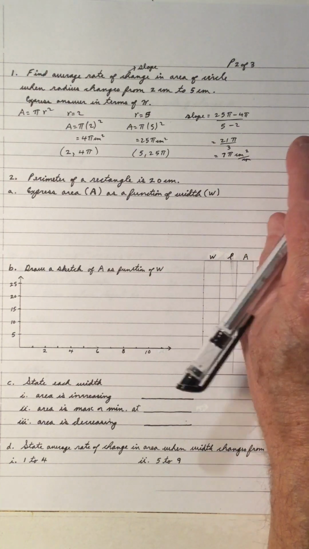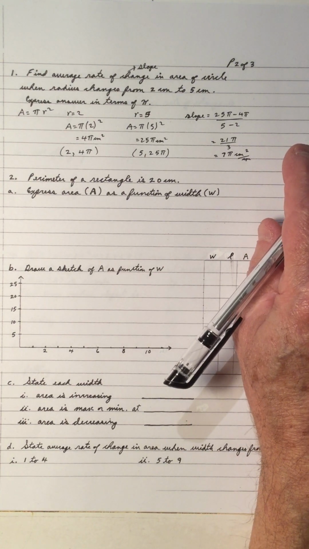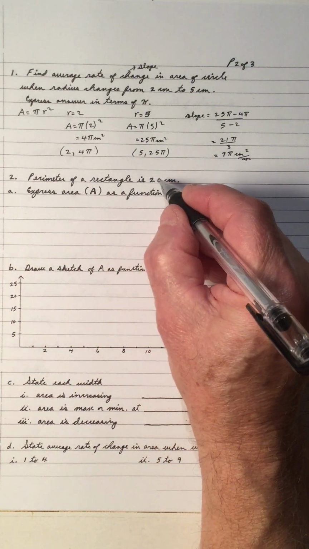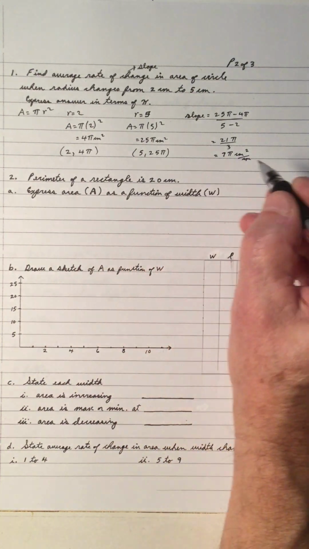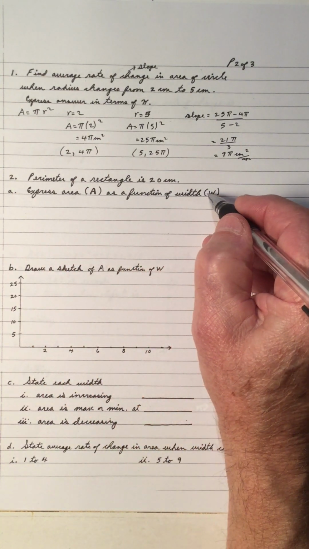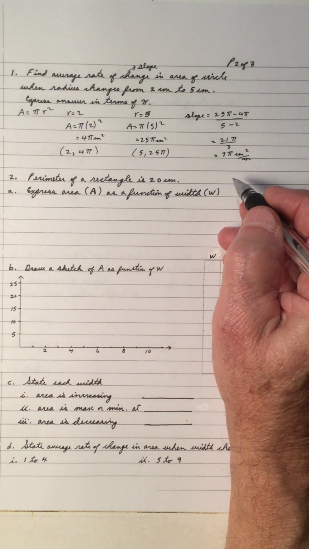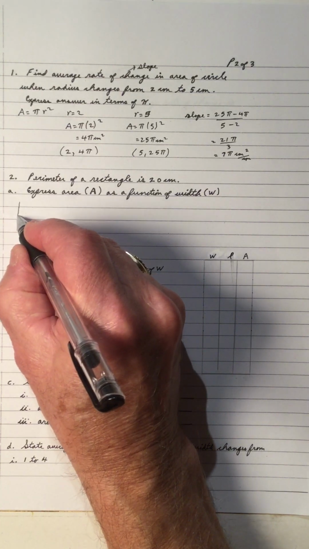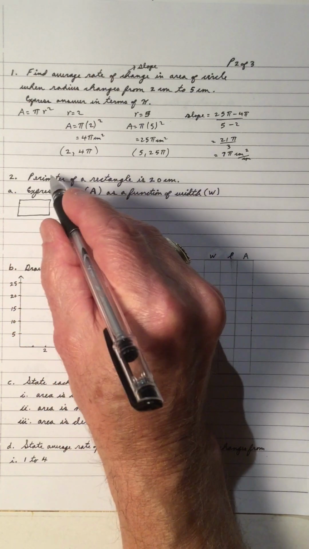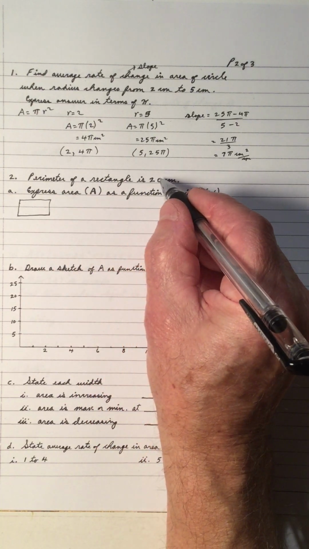Now let's look at another problem to explain the average rate of change. The perimeter of a rectangle is 20 centimeters. Express the area A as a function of the width. Well, we have a rectangle, let's draw a rectangle, and it says the perimeter of a rectangle is 20.